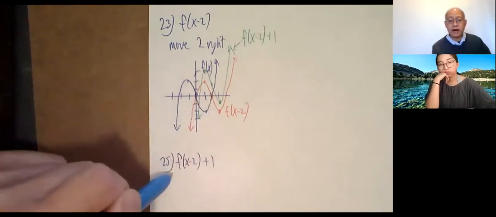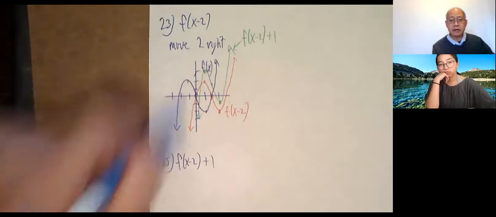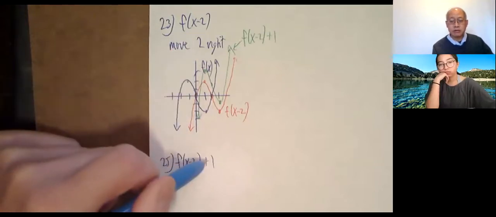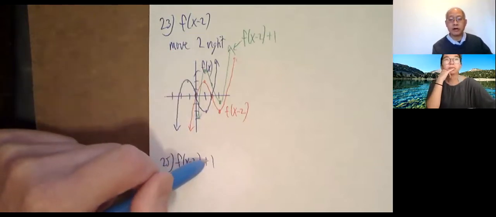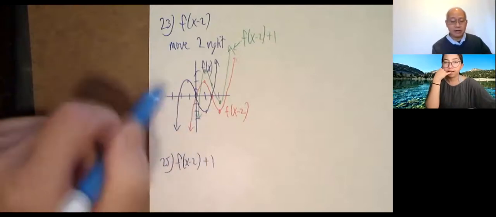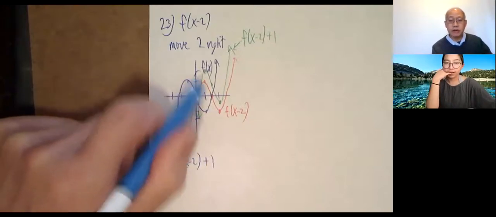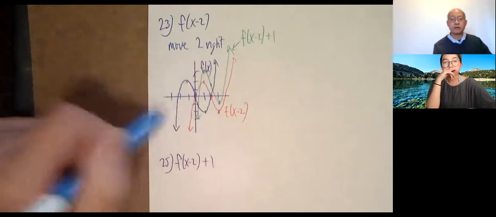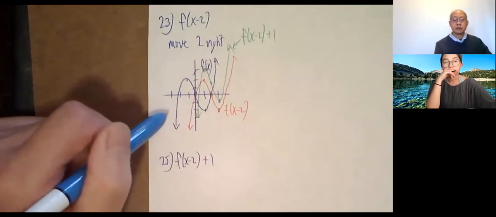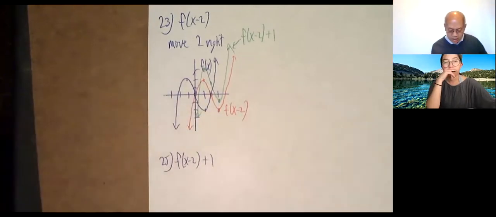And then question 25, it still has that same f of x minus 2, right? So all I do is now move the whole red graph up 1. If you can pretend the blue graph isn't there, just move the red graph up 1. So I move that one up 1, move that one up 1, move that one up 1. All right, but for the last one, 27, I'll start with a brand new graph.